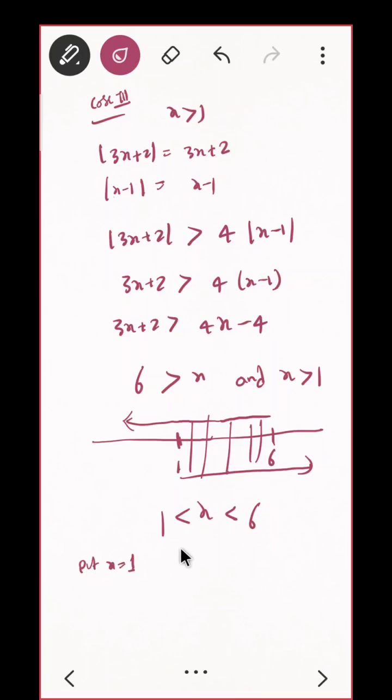You see that mod of 3x plus 2 is greater than 4 into x minus 1. This was the equation. You can put it in a case also. Call it case 4, or in between, if you want to give that, that will also work, no issue. Okay. What will be this? If I put x equal to 1, this is satisfying. 5 is greater than 0. That is true. So that means x equal to 1 is also a solution for the equation. Okay.